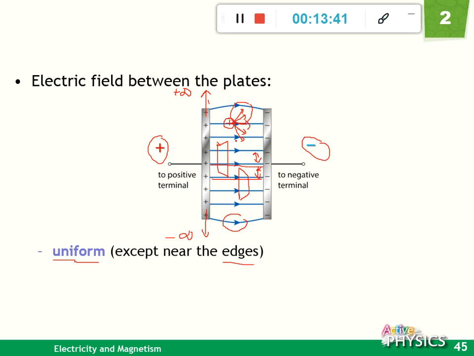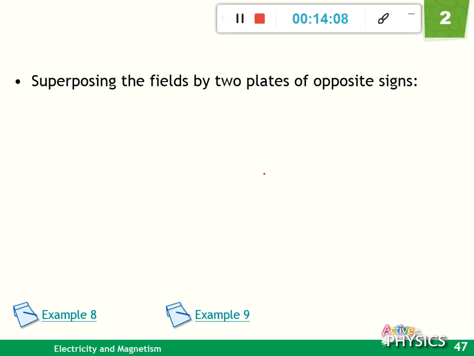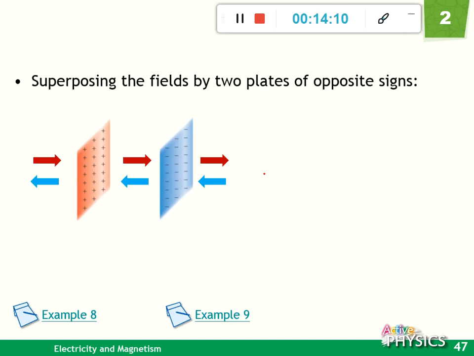This indicates that any position between the parallel plates is uniform. Uniform means constant electric field strength. This one will be a very special concept in parallel plates. This one, okay, the direction of the field lines is the same as the force on a positive Q. If this one is a negative charge, it is opposite in direction. And this one explains what will happen.